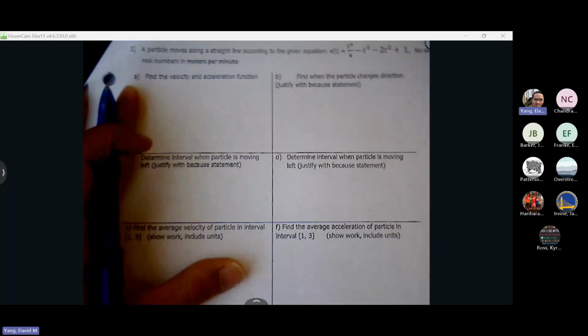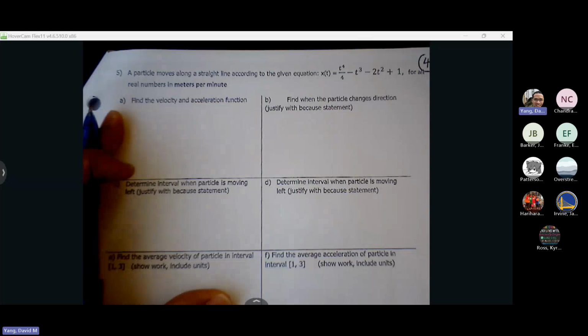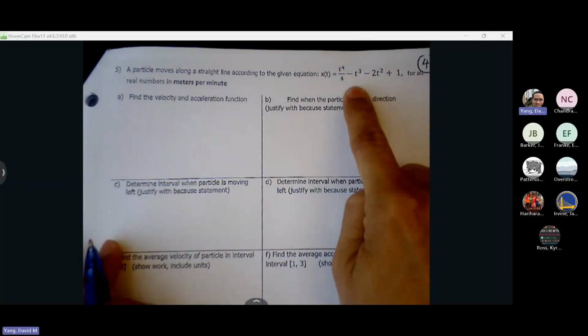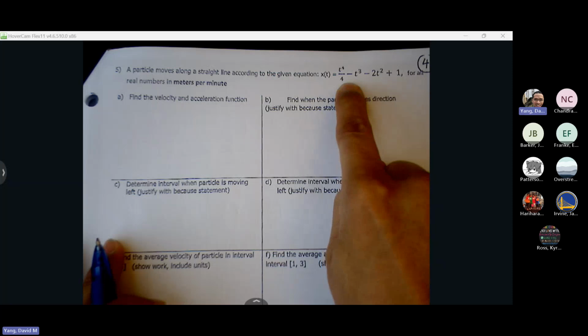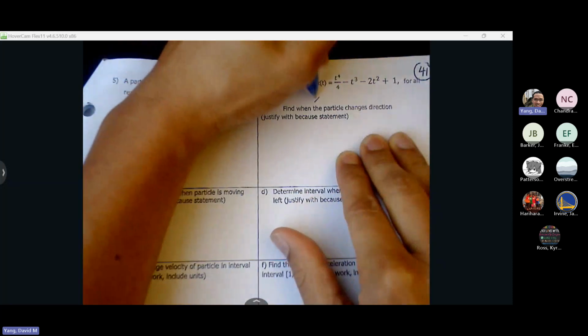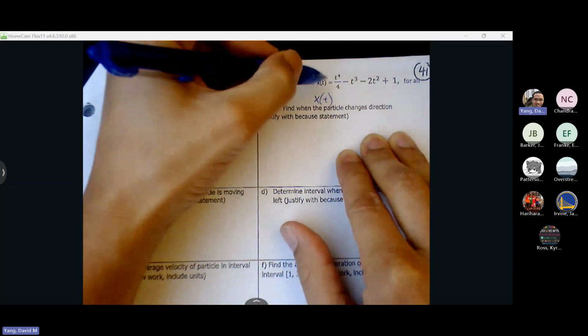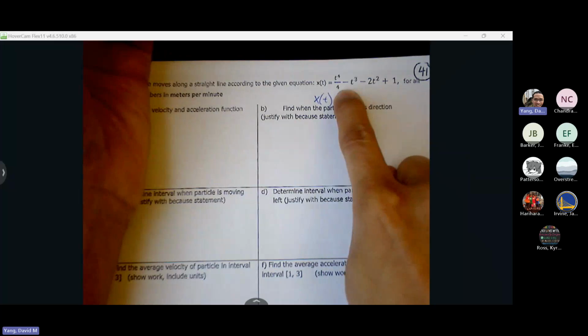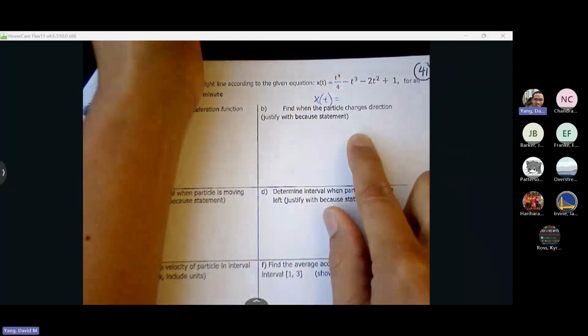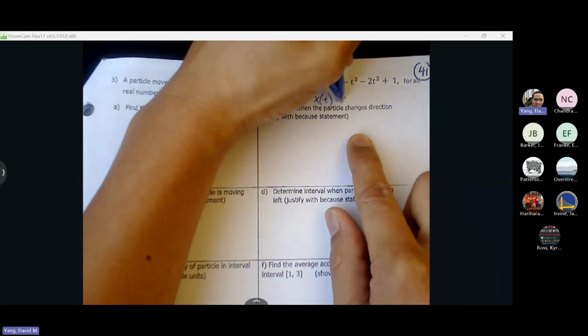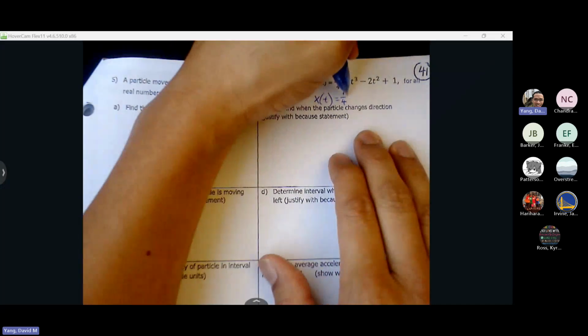Right, this is an extended particle motion problem here. Find velocity and acceleration function. We can just go ahead and find the derivative. Now, if it helps to see things better, you can always rewrite this t to the fourth over 4 as 1/4 times t to the fourth. I mean, you can go through quotient rule, but it just feels cleaner to pull it out in front.